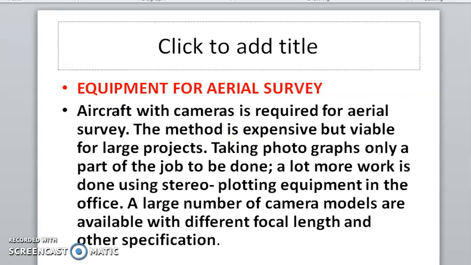Equipment used in aerial photography, mainly the camera, is required for the survey. This method is very expensive, but suitable for very large projects. Taking the photograph is the main part of the job. A large number of camera models are available with different focal lengths and specifications.